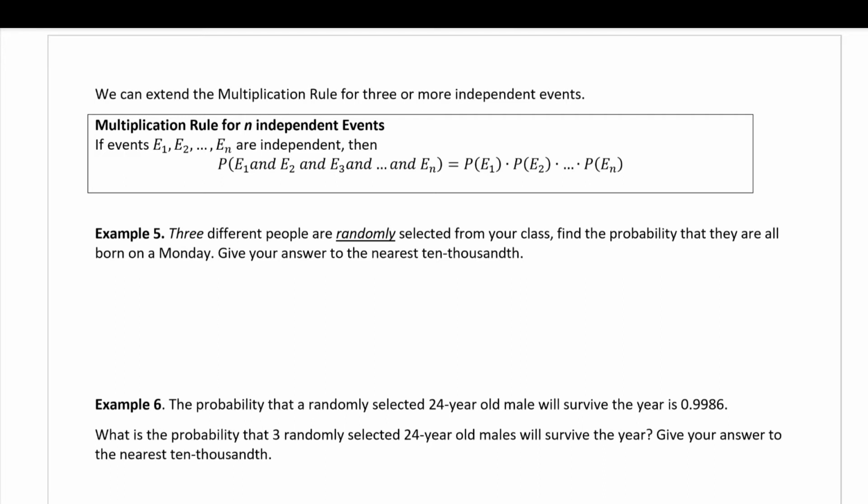We can extend the multiplication rule to 3 or more independent events. If you recall from the addition rule, if we had a series of disjoint events, we can do the probability of A or B or C, and as long as they're all disjoint, we were able to add them all up: probability of A plus probability of B plus probability of C. There's something similar for the multiplication rule, but this only works if the events are independent. If you have event 1, event 2, all the way to the nth event, and they're all independent, then the probability of the first event and the second event and the third event all the way up to the last one is simply the product of their individual probabilities.